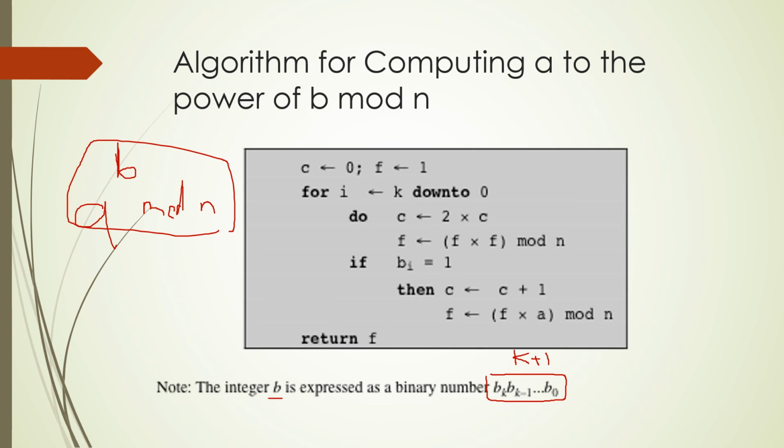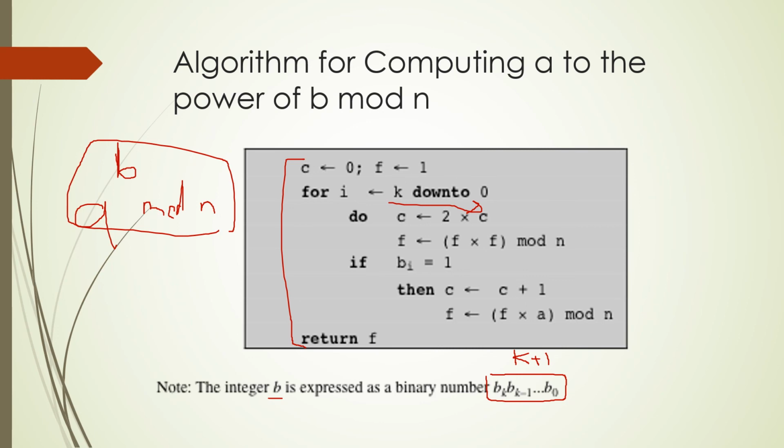b_k minus 1 all the way to b_0. b_k is the leftmost or most significant bit. b_0 is the least significant bit. In order to calculate a to the power of b mod n, we have a very simple linear algorithm that just goes over all the bits of b from left to right, from k to 0, and it does the following operation.